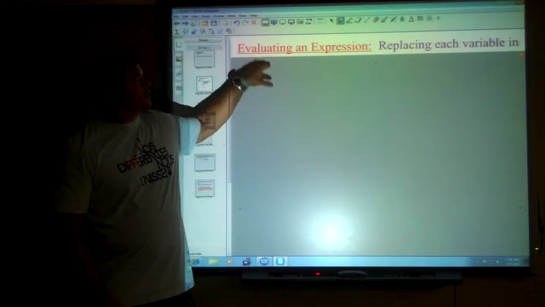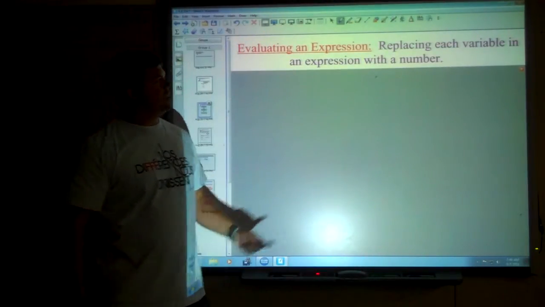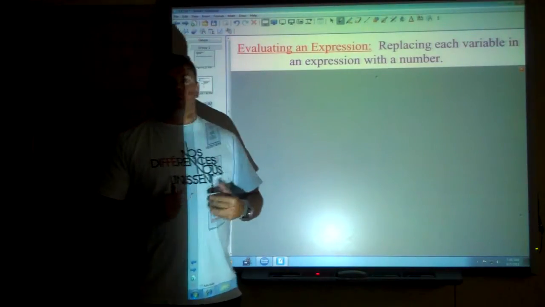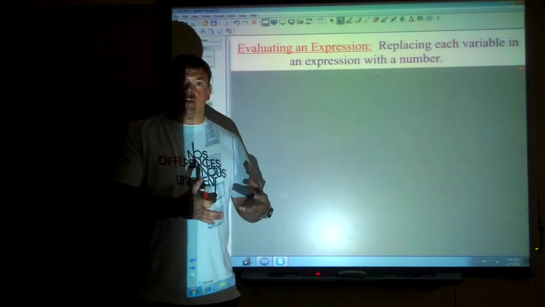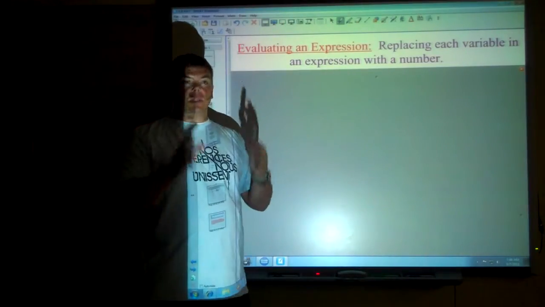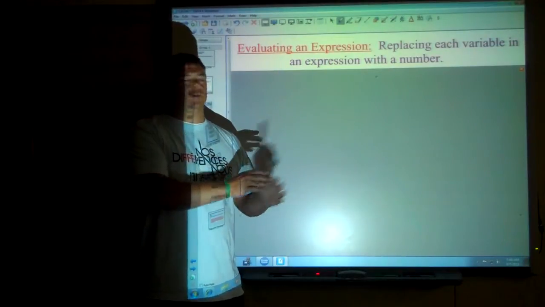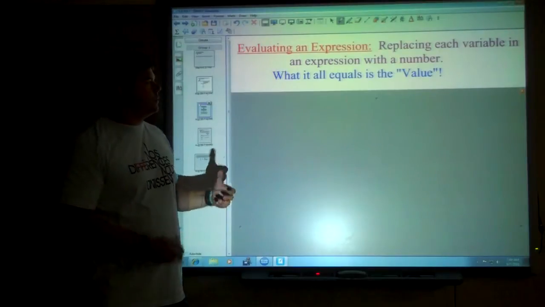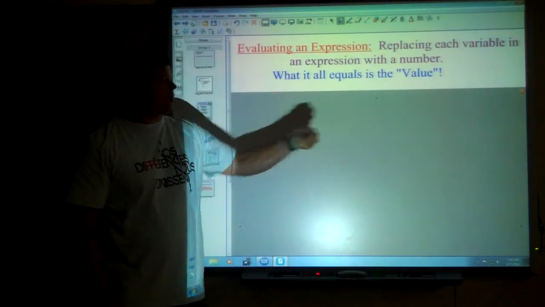When you evaluate an expression, replacing each variable in an expression with a number is what it means to evaluate. Evaluate, we want to know what it's worth. What is its value? So we want to take whatever expression we have and plug in the values given for those variables. What it all equals is the value. When we get done, we say equals this.